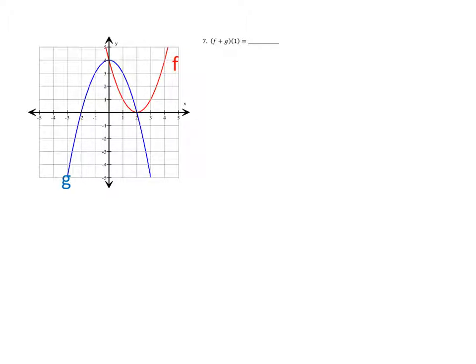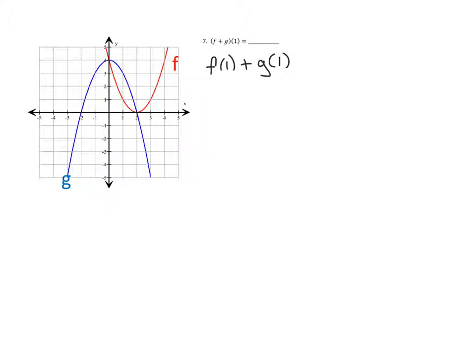So we have f plus g of 1. Remember, 1 is the value of x that we want to use. So we can rewrite this as f of 1 plus g of 1. So we need to find each value. Let's first look at f of 1. When you're dealing with graphs, remember 1 is our value of x. f of 1 represents a y value on a graph. So f, the function f, is the red graph.